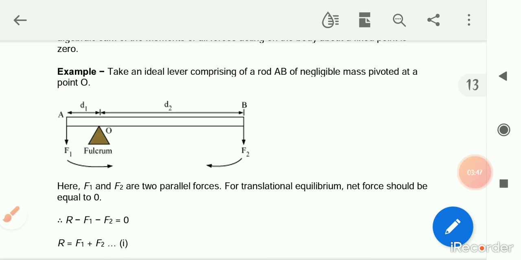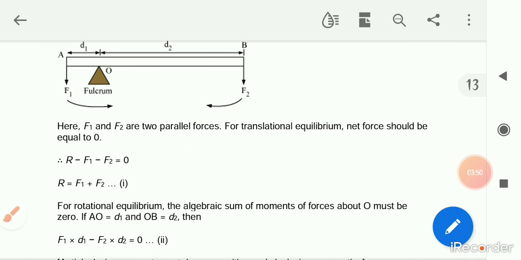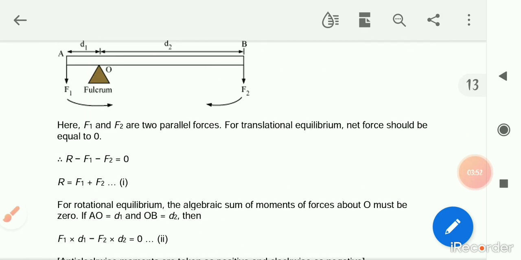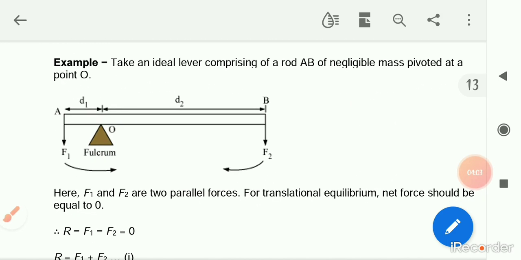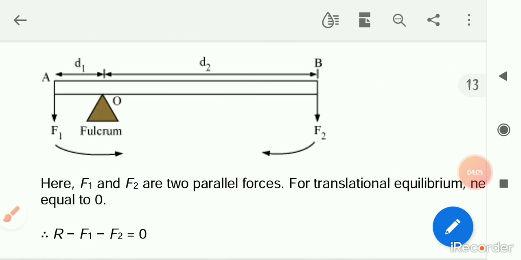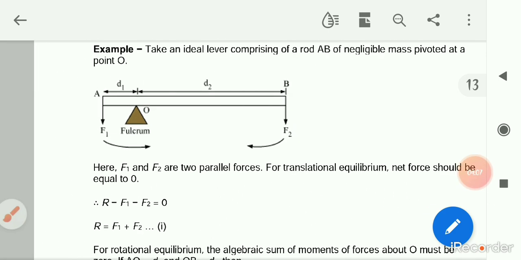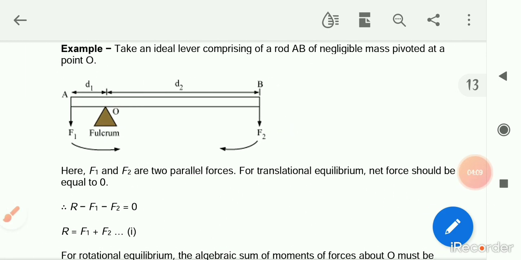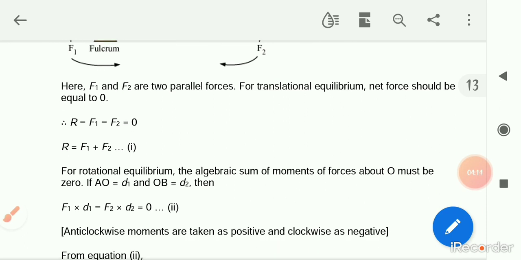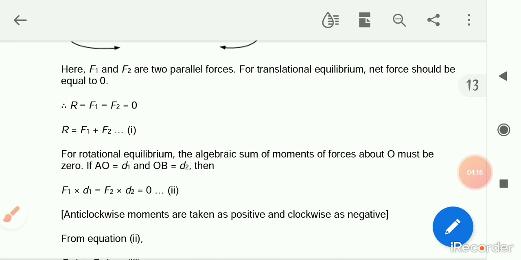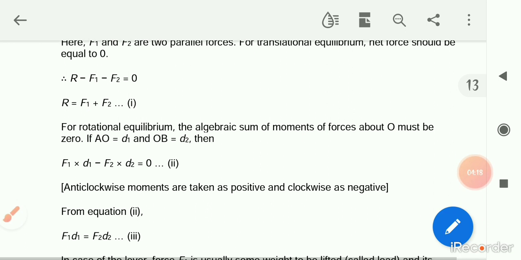Okay. Now, see this one example. We can take a lever having a rod AB. Just you can see in this diagram, a fulcrum is there on which we are balancing this. F1 and F2 are two parallel forces. So R1 equal to F1 plus F2, and for rotational equilibrium we can take F1 into D1 minus F2 into D2, that is anti-clockwise moment.